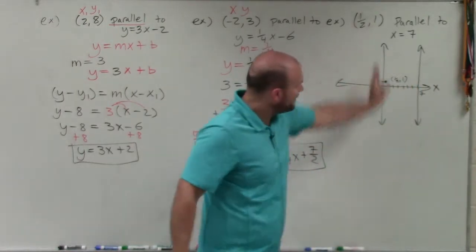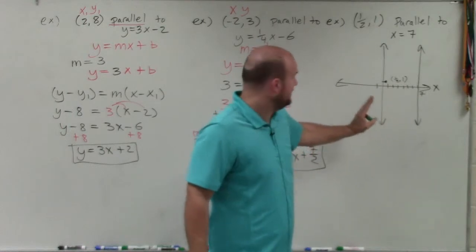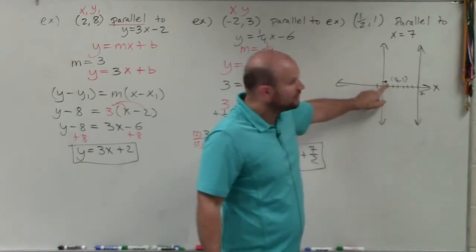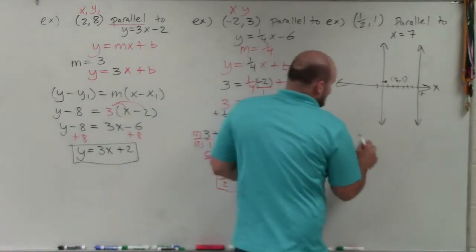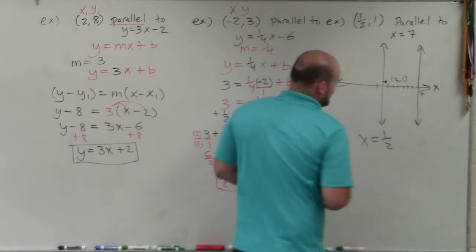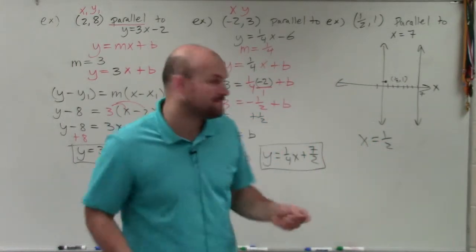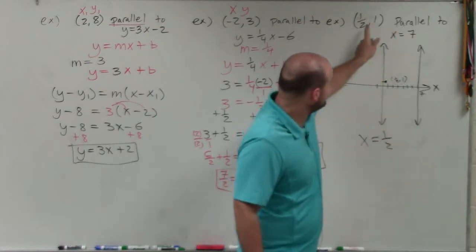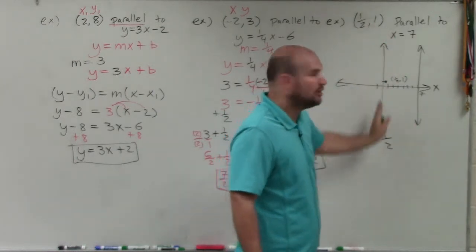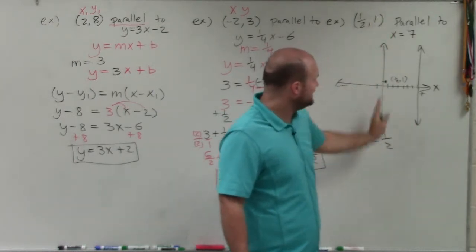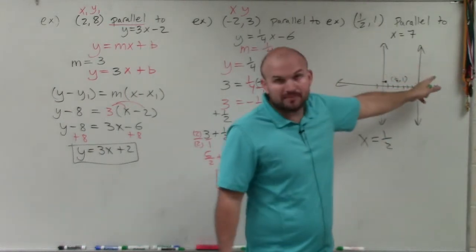Well, if it has to be parallel, that means it has to be a vertical line. And if it's a vertical line, it has to go through x equals 1/2, so my only option is to write the equation x equals 1/2. Because at x equals 1/2, that goes through the point (1/2, 1), right? It goes through all the points where x is 1/2. And that produces a vertical line, which will be parallel to that.